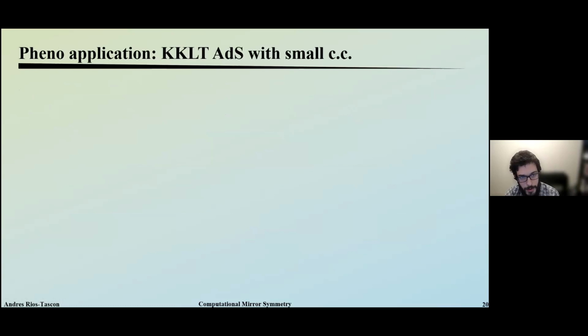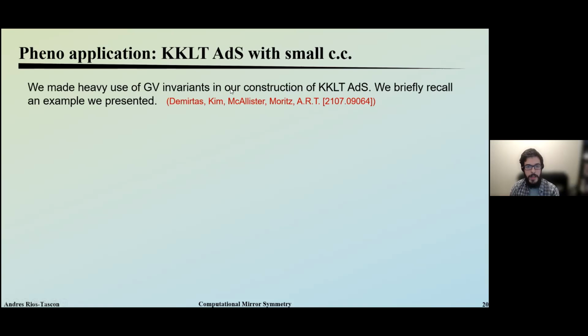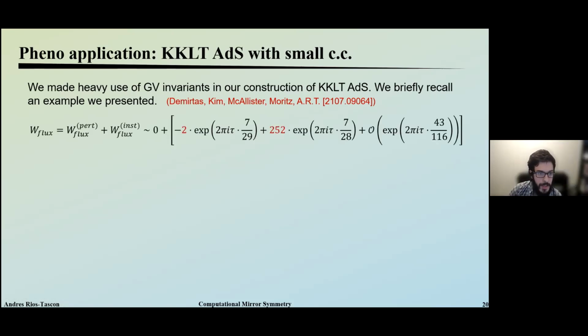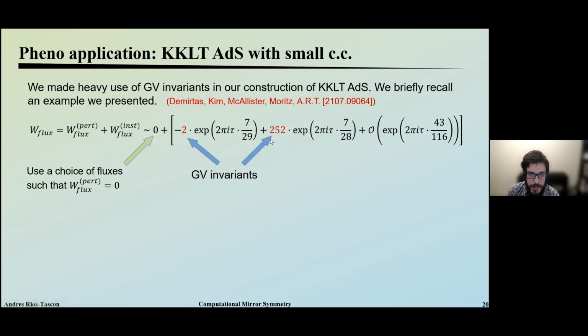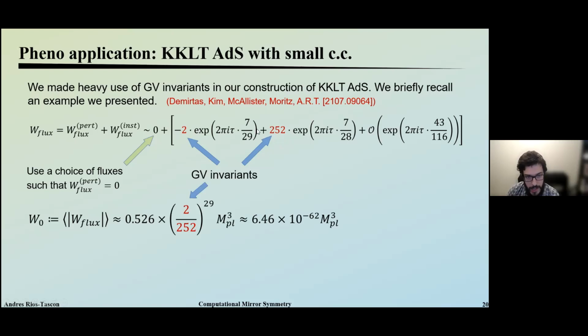But now let's talk about a phenomenological application, which is constructing KKLT AdS vacua with a small cosmological constant. In our construction that we presented last year, we made heavy use of GV invariants, as I'll show here in one of the examples we presented. In the flux superpotential, we made a choice of fluxes so that the perturbative part is exactly zero, so that we only get contributions from instanton contributions to the flux superpotential. Here, these coefficients are actually GV invariants of curves. It turns out that the hierarchy in the GV invariants is what in the end gave us an exponentially small flux W naught, as you can see here, and also, at the end, an exponentially small vacuum energy.